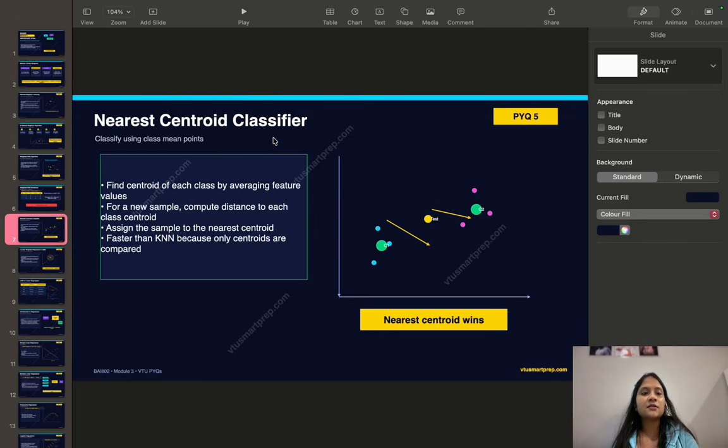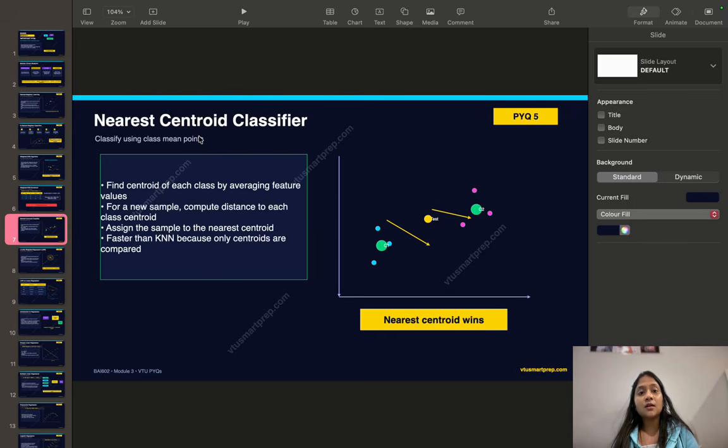Nearest centroid classifier. If you are getting a question on the nearest centroid classifier, what do you have to write? Find the centroid of each class by averaging feature values. For a new sample, compute the distance to each class centroid and assign the sample to the nearest centroid. It is faster than KNN because only centroids are compared.